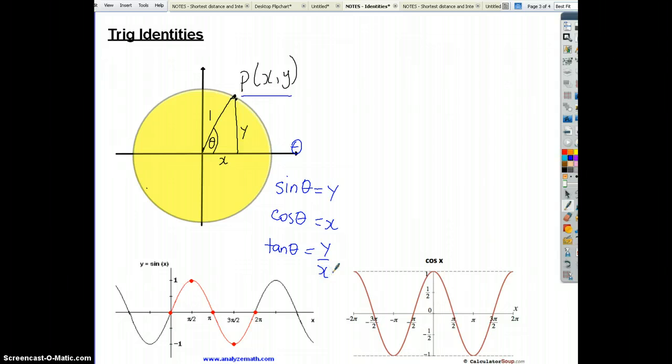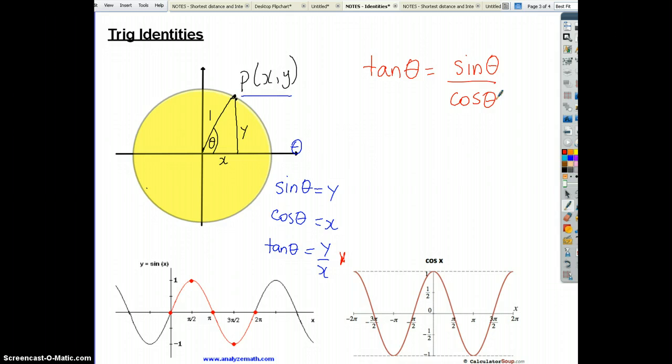So straight away you can notice our first relationship. If we come down and have a look here, we say, here's a trig identity, a relationship that holds true anywhere in our unit circle. Tan of theta is equal to y over x. Y is equal to sine of theta, and x being the cos of theta. So this is our first basic identity relating to the unit circle.